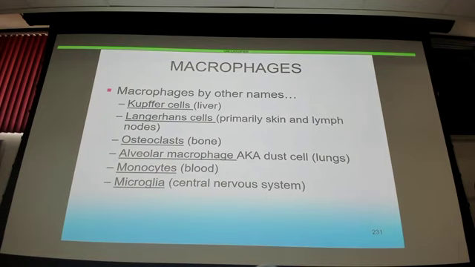Macrophages have many different names. So when you look at a Kupffer cell, that's a macrophage in the liver. Once again, they named them to show where they're at and whether they're fixed or mobile. I don't care that you can define every single one that's fixed or mobile, but I do want you to know if it's in a certain tissue, like a Langerhans cell is a macrophage found within the cutaneous layers of the skin.